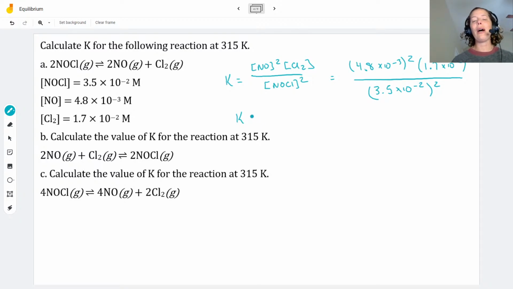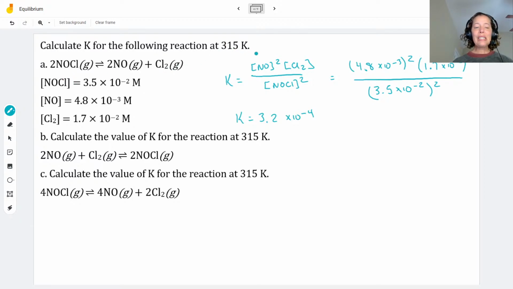Now, K is unitless. Actually, the units do work out, but it's just easier to say K is unitless. So you notice I don't put my molarities in. This would end up being just molarity, but we're just going to keep it unitless. Now, I did this calculation, and I got K to be 3.2 times 10 to the negative 4. So this is the value of K for this reaction at this specific temperature.